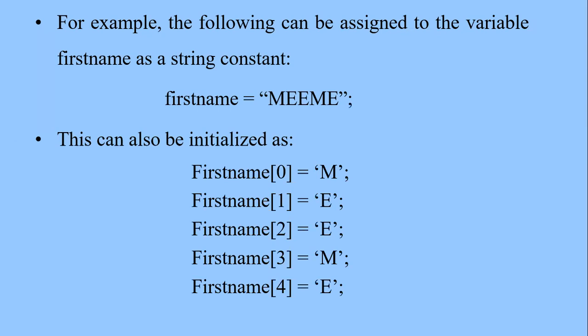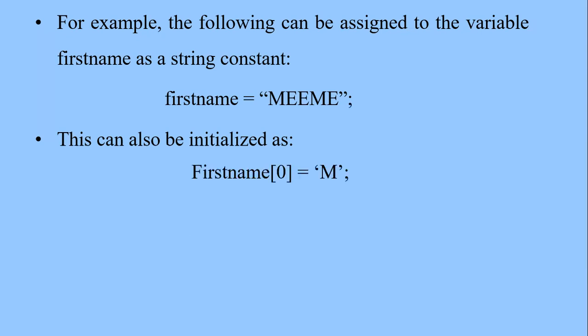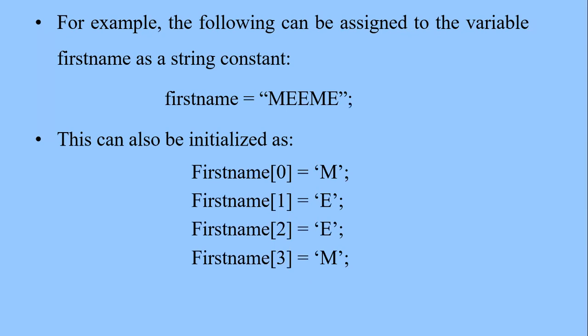However, these initializations simply mean that within the array, assign index 0, letter M or character M. Then index 1, assign character E. Index 2, assign character E. In index 3, assign M. Index 4, assign E. So in the first position within the string, we assign M. In the second one, we assign E. In the third one, we assign E. In the fourth one, we assign M. In the fifth one, we assign E. I'm going to speak about these indices under the array presentations or tutorials.